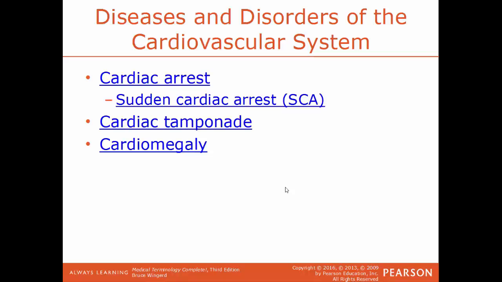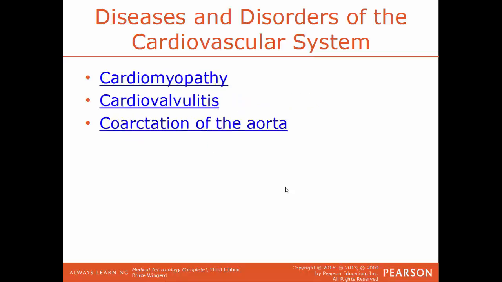Last term here, cardiomegaly. This is an abnormal enlargement of the heart in general. Cardiomyopathy. This is a chronic disease of the heart muscle. Cardiovalvulitis. This is inflammation of the heart valves. There are 4 valves that are found in the heart. And our last term here, coarctation of the aorta. This is a narrowing of the aorta.